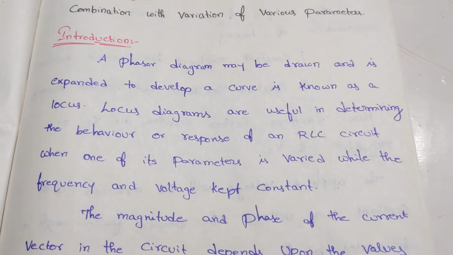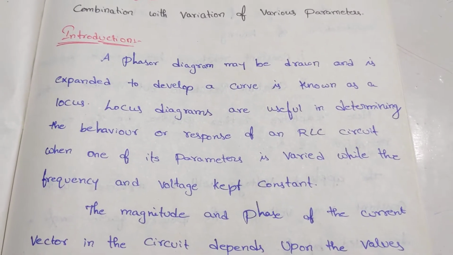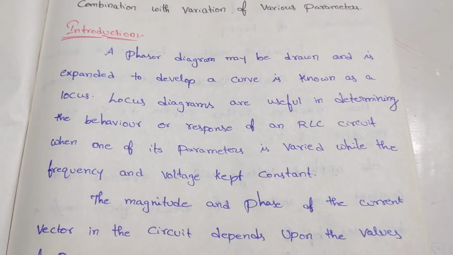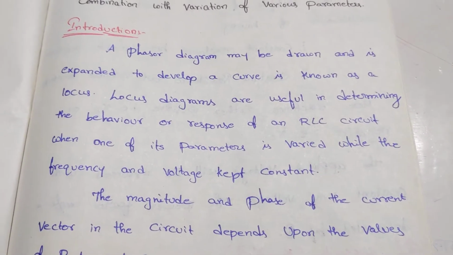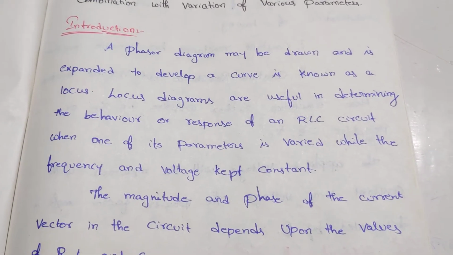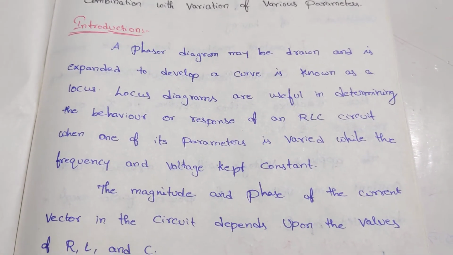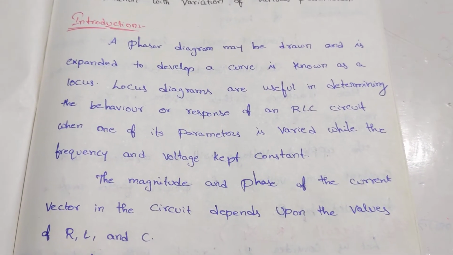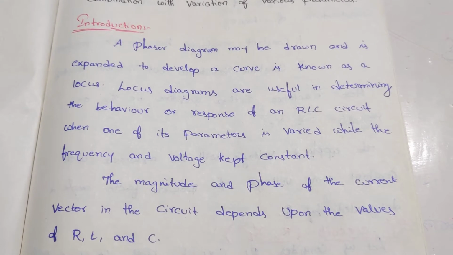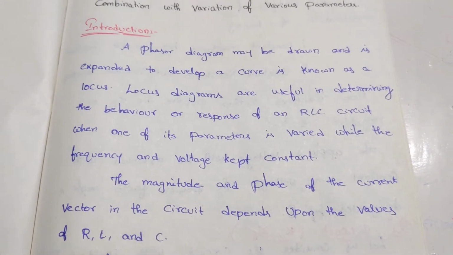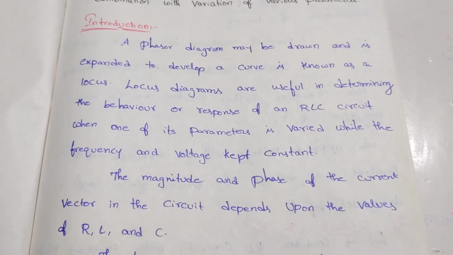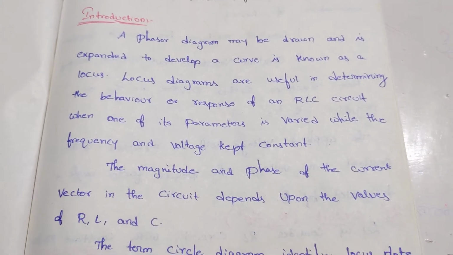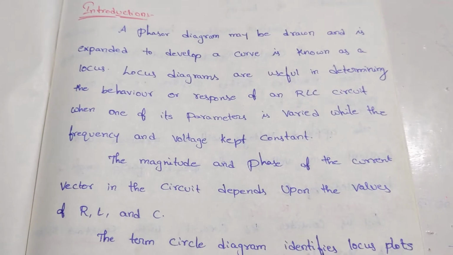Please remember, the locus diagram is nothing but the joining of various points of a vector, maybe a current vector or impedance vector, whatever it may be. It is a joining of the points by considering one element as variable. In your circuit, maybe the inductor is a variable quantity, or resistance is a variable quantity, or capacitance is the variable quantity. It depends upon the given circuit and given conditions.